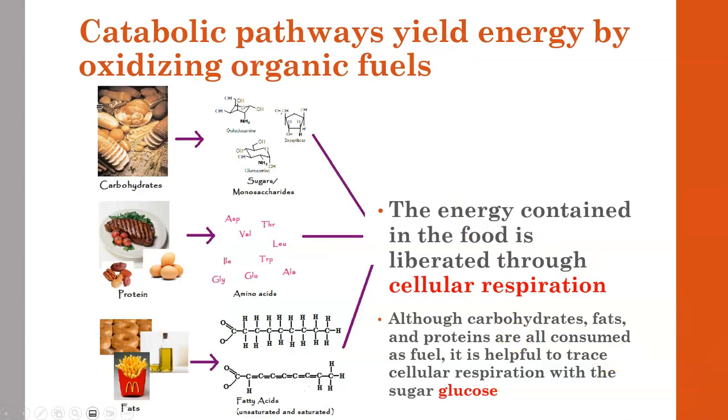Recall from chapter 6, we learned about some introductory metabolism concepts, including catabolic and anabolic pathways. In this scenario, we're going to be looking specifically at the catabolic pathways or destructive pathways that take large, more complex molecules, break those down into smaller, simpler molecules, and through that process, yield energy through the oxidation of those organic fuels or organic molecules like glucose, for example.